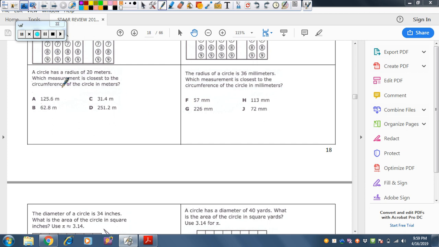All right, these don't have a picture, but it's still asking for the circumference. So you need to draw the picture. It has a radius of 20. So if you use this formula for circumference, is 20 the diameter? The diameter goes all the way across. 40 is your diameter. Do that for both.